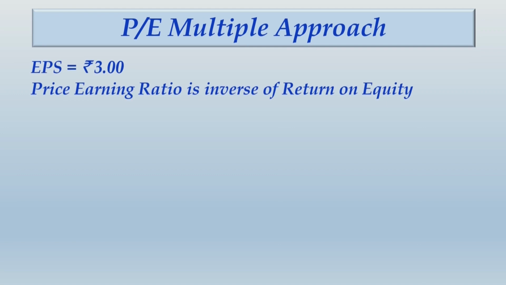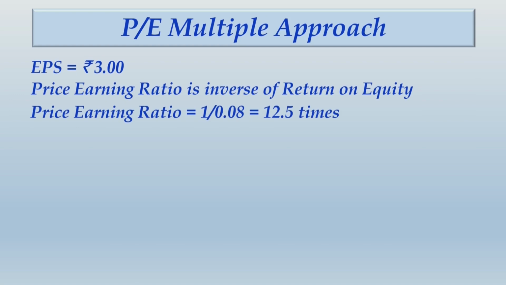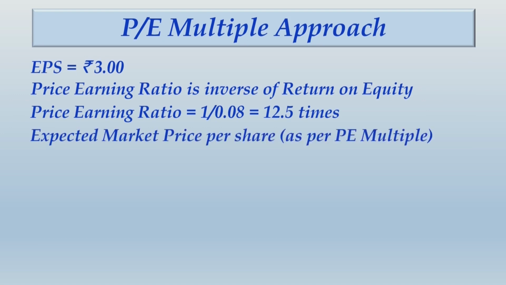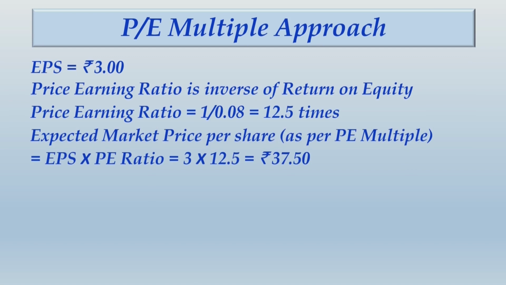Price earning ratio is the inverse of return on equity. So price earning ratio will be 1 divided by 0.08, because return on equity is given as 8%. So price earning ratio would be 12.5 times, and the expected market price per share as per PE multiple would be EPS into price earning ratio, that is 3 into 12.5, and that would be rupees 37.5.